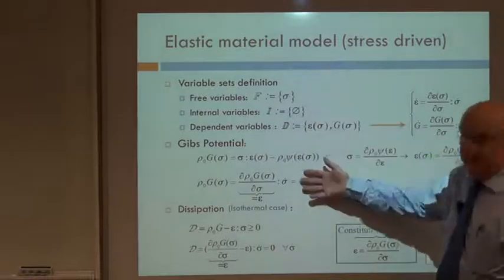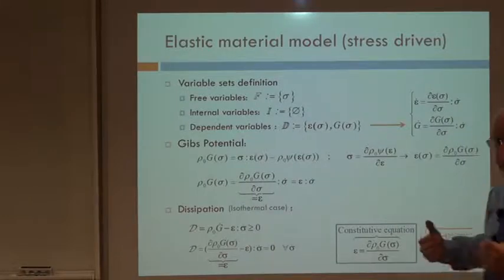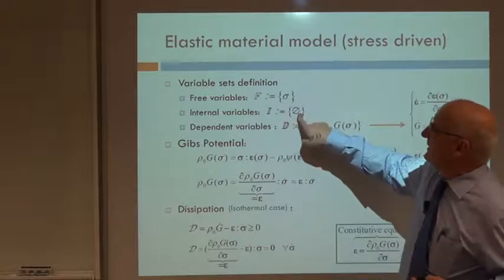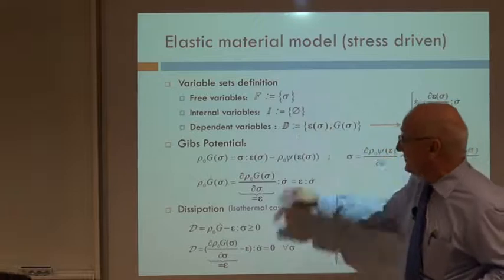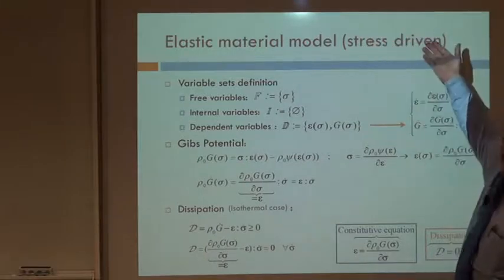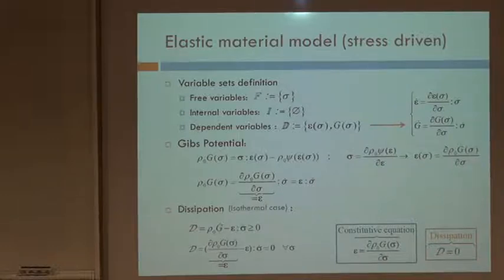Again, for an elastic material, just reversing arguments using the Legendre transform, I've been able to find as a result that in an elastic material, understood as that material in which there are no internal variables, so the internal variable set is an empty set, dissipation is 0. An elastic material, even if I define it as a stress-driven material, never dissipates. Okay? And what is the constitutive equation?